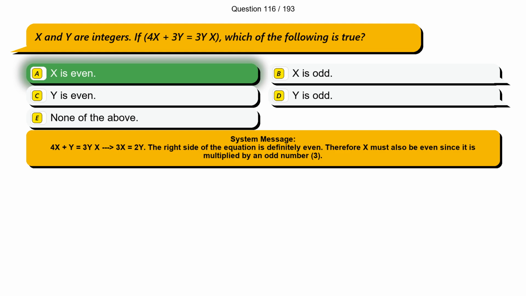For x plus y equals 3yx, 3x equals 2y, the right side of the equation is definitely even. Therefore x must also be even since it is multiplied by an odd number, 3.